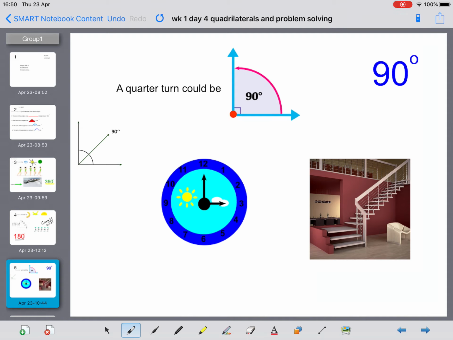And then a quarter turn, I think we all know this one. A quarter turn is a right angle. It's a quarter of 360, because if it went all the way around, it would be 90, 90 and 90. So a quarter turn is a quarter of 360.